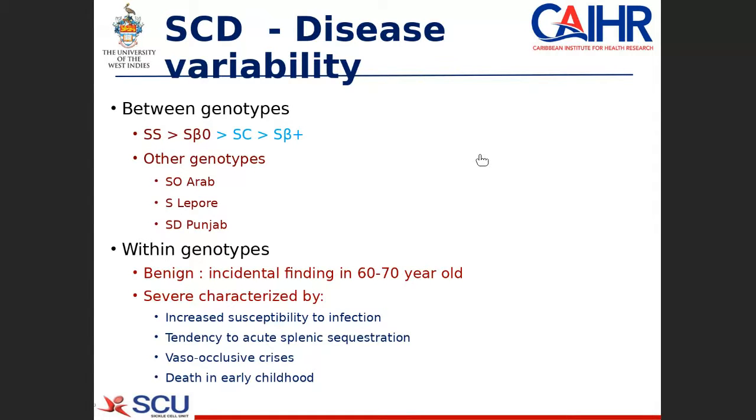Again, when we're talking about health maintenance, we have to appreciate that sickle cell disease is a very variable disease. No two persons behave the same way. We talk about mild and severe forms. So SS, sickle beta naught, your severe forms; SC, sickle beta plus, mild forms. Other genotypes, SO Arab, SD Punjab, severe; S Lepore, mild. But even within your genotypes, you can have a lot of disease variability. So SS, typically a severe disease characterized by increased susceptibility to infection, the likelihood of acute splenic sequestration, vaso-occlusive crisis, your pain crisis, death in early childhood. It can be an incidental finding in a 60-year-old to 70-year-old, and we've had that.